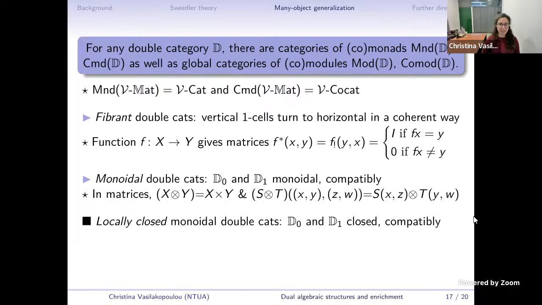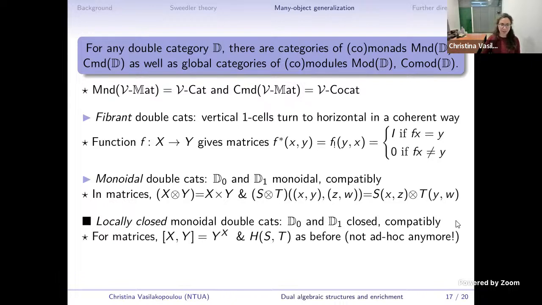We had to redefine this, I think, in a natural way, in a way that someone would come up to if they really wanted to make this work. I should say that this part of the work I'm talking about is in an ongoing project and in a paper I'm writing with my collaborator, Vasilakopoulou. And for matrices again, let us ground this down. For two different sets, of course, we would expect the closed structure to be that of a power set, but now this H between matrices is what I defined before.